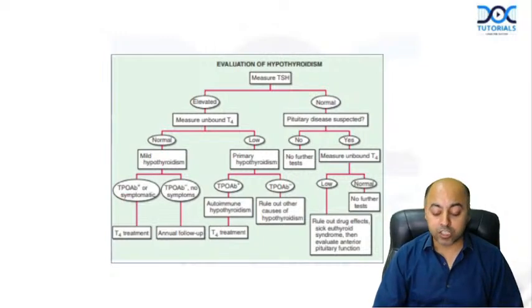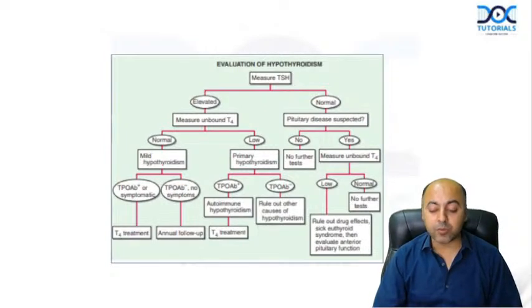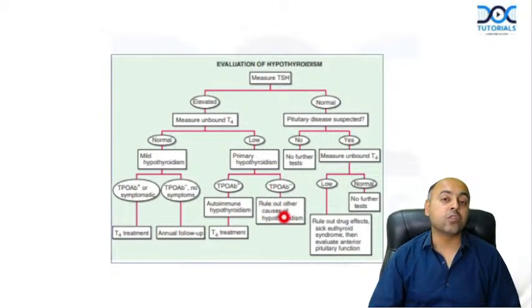Here you can do the TPO antibody test, or if the patient is grossly symptomatic, then you start the T4 treatment. However, if TPO antibody is not there or the symptoms are less, then annual follow-up can be done without any treatment. On the other hand, if the free T4 is low, then it is primary hypothyroidism. If TPO antibody is present, then this is autoimmune hypothyroidism and T4 treatment is essential. If TPO antibody is absent, then you have to rule out other causes of hypothyroidism and then follow accordingly.